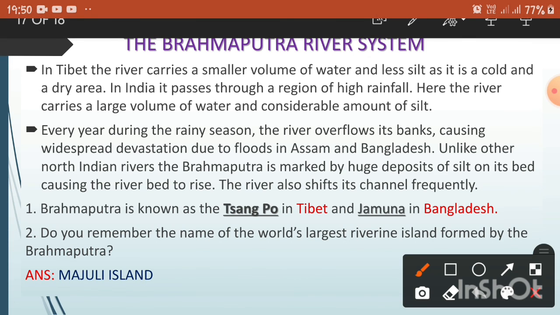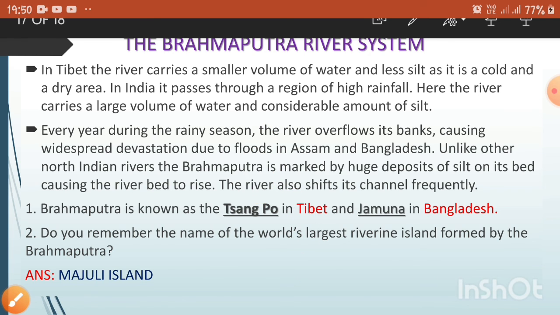That means at first the river flows through this, and next year it shifts its channel, and the next year it shifts again. This is the frequent shifting of channel. Brahmaputra is known as Tsangpo in Tibet and Jamuna in Bangladesh. And most important information, the world's largest riverine island is formed by the Brahmaputra. The name of this riverine island is Majuli Island.